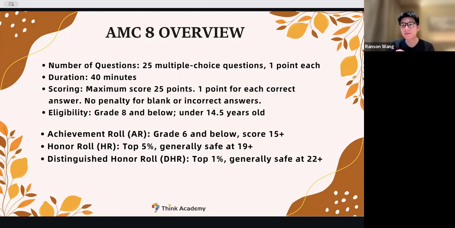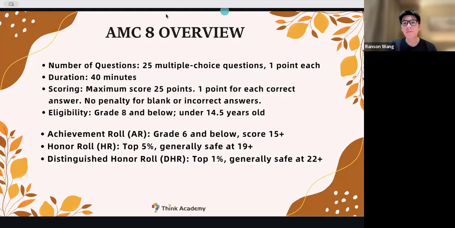Okay, so which means if you get 22 or above, you can definitely secure a distinguished honor roll. Later I'm also going to talk about students with different grades, and which goal should be set specifically for each. Those are the things I'm going to talk about later.